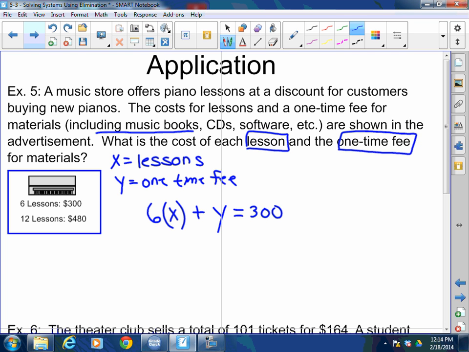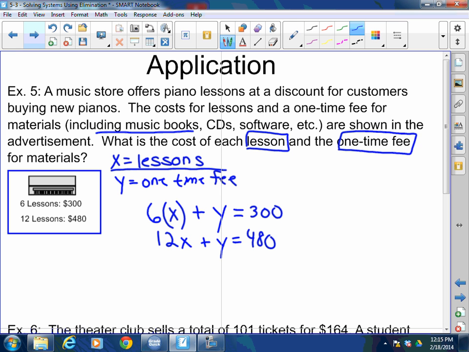We also know that 12 lessons, good, X is lessons, we know that because we labeled, great job, plus the one-time fee Y will equal $480. That's what we know from what we were given. Before I continue, because I know that solving is the easy part, does anyone have any questions as to how or why I set it up like that so I can help them?